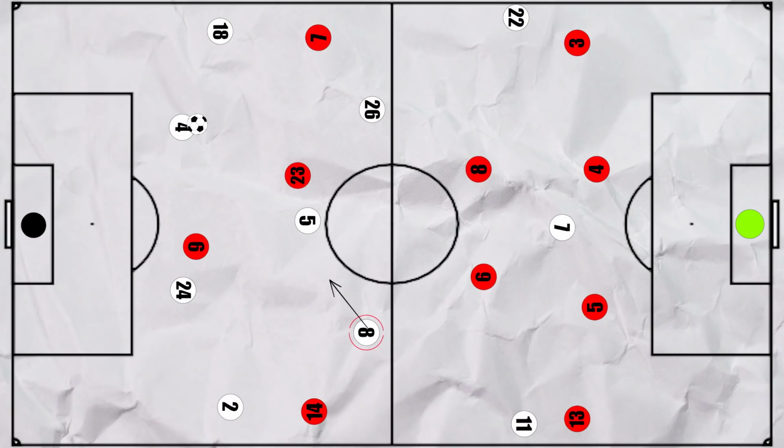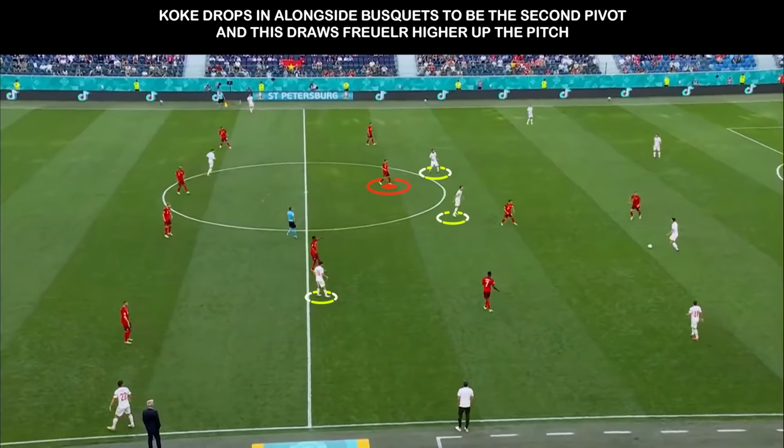And Koke could at times look to drop in to be the second pivot, with Freuler unsure on whether he should follow, as it would leave space in this region, and Spain could use quick passing to take advantage of it.